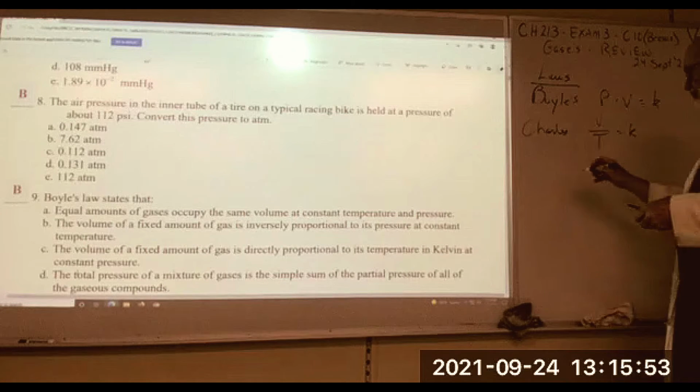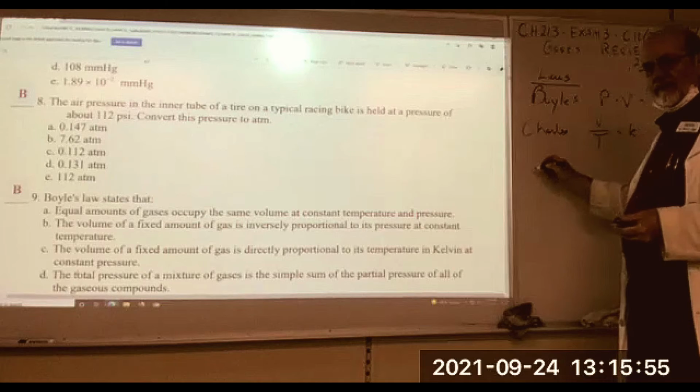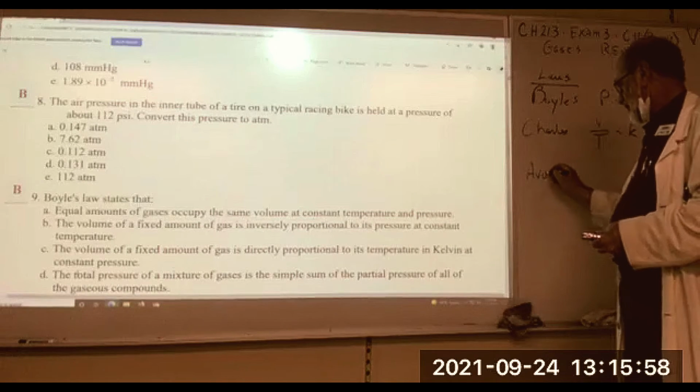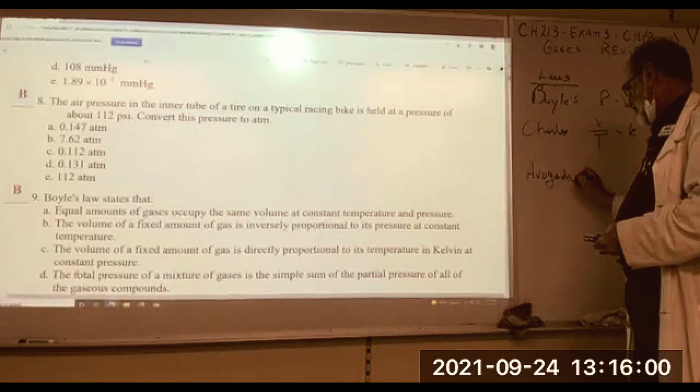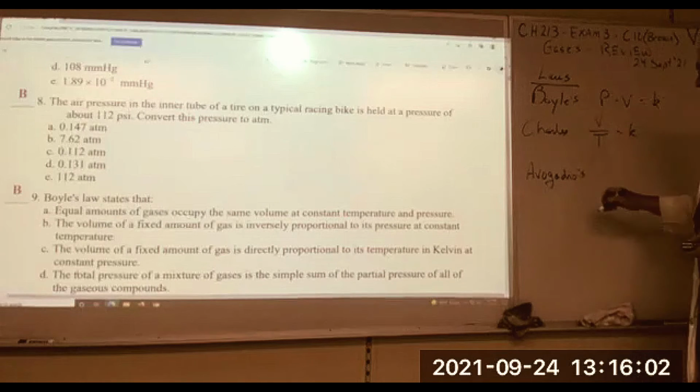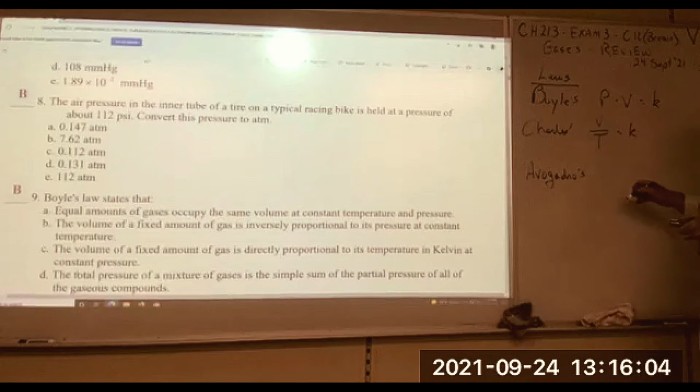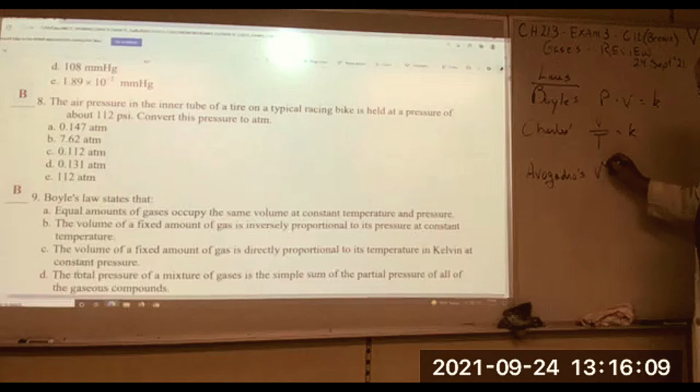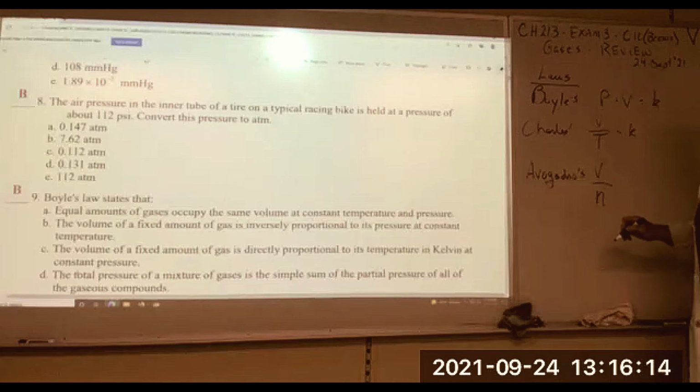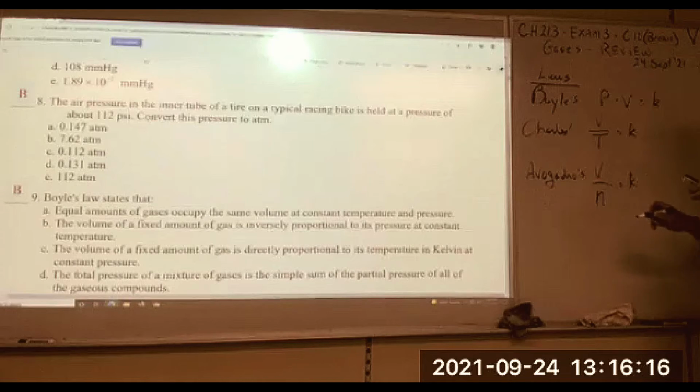What's the other one that we studied? Avogadro's law. And it's a relationship of volume and moles. That's also a constant. Okay. Now, are these useful? Not as they are, they're not useful.